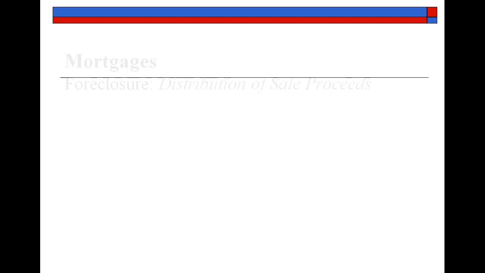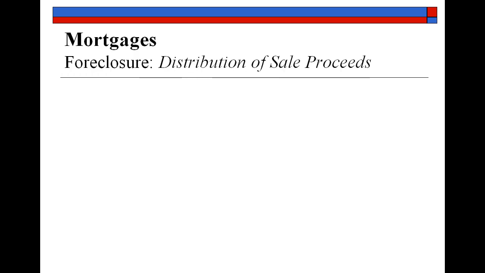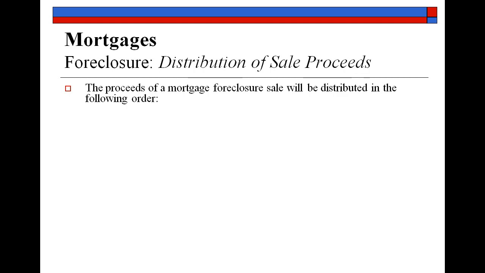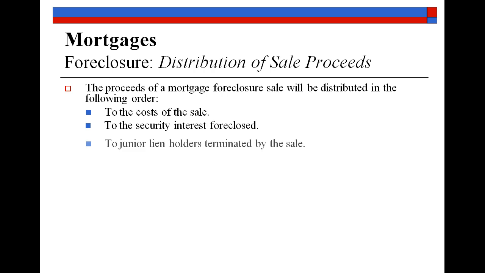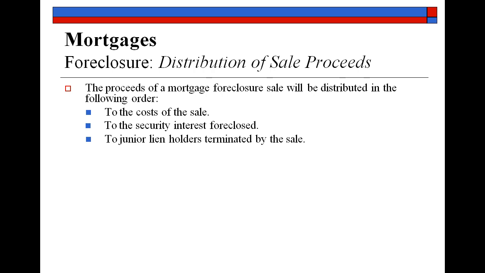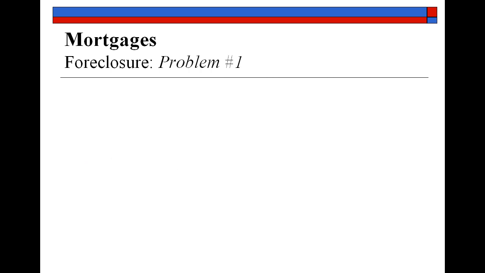Once a mortgage sale occurs, the proceeds of the sale will be distributed in the following order. First of all, the cost of the sale will always be satisfied. Then the security interest that's foreclosed will be satisfied with certain caveats. Next, junior lien holders that are terminated by the sale, and then following to the mortgagor if any proceeds remain. Let's try several problems that illustrate how the proceeds of a foreclosure sale are distributed.